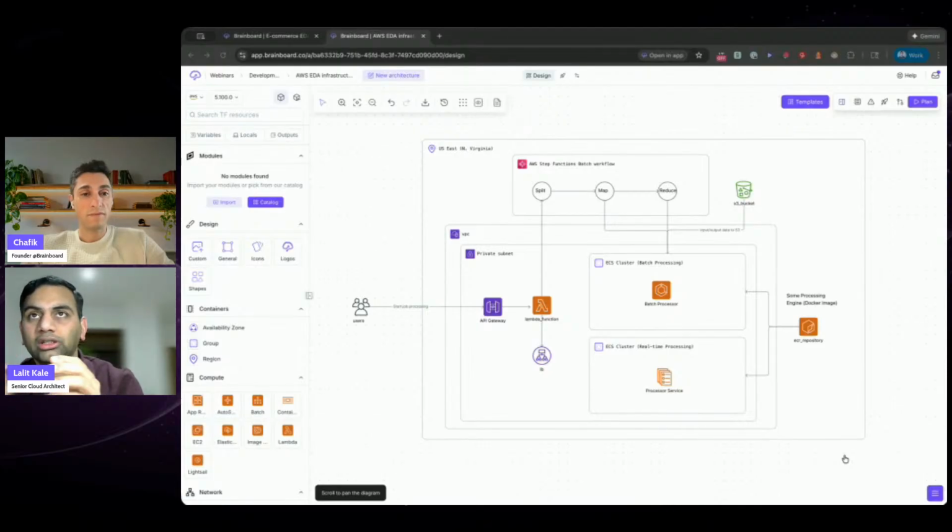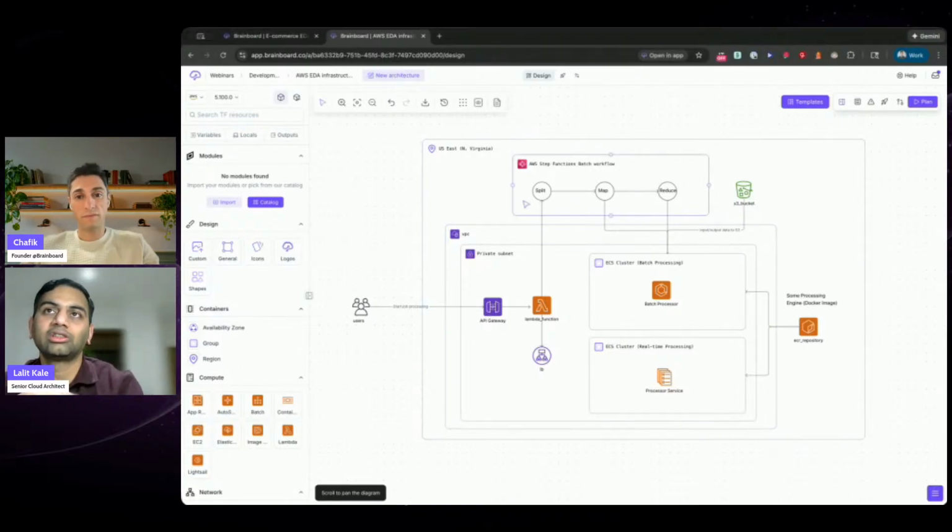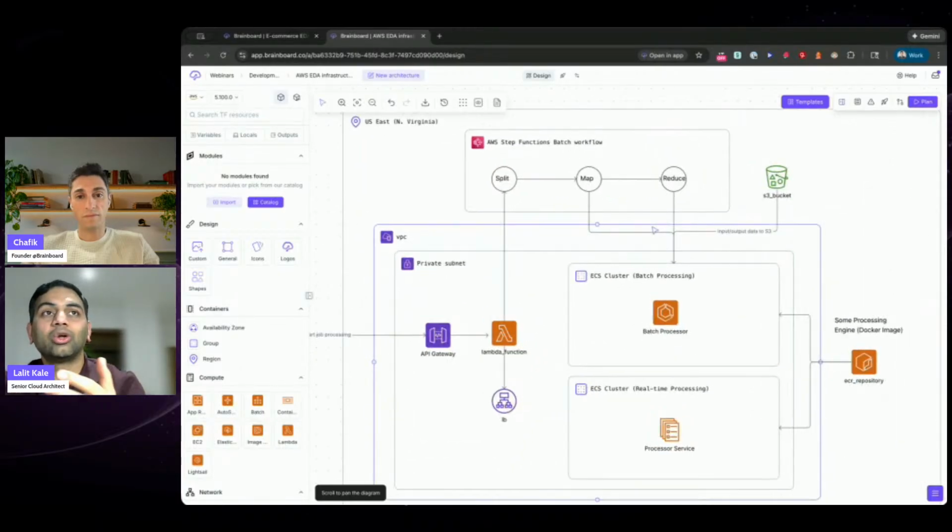So if you see this solution on the really top hand side, you have some sort of orchestration workflow. That's again the batch workflow. The choice of the solution here is the batch workflow, and it can be implemented with the Step Function.